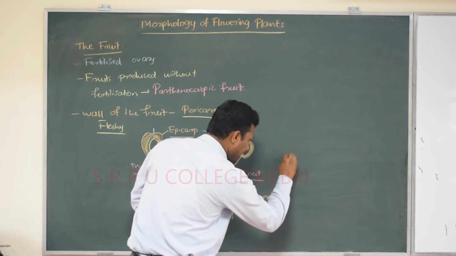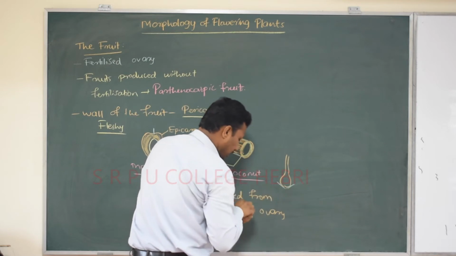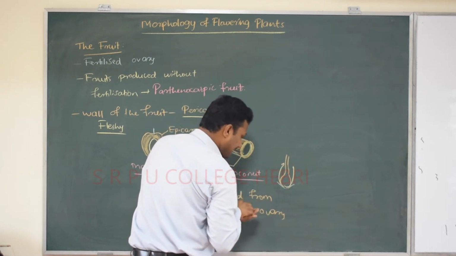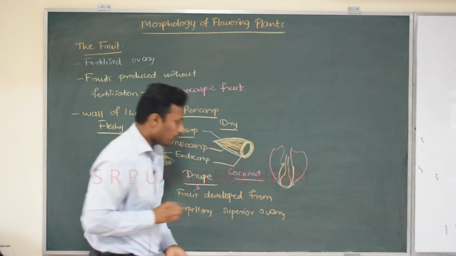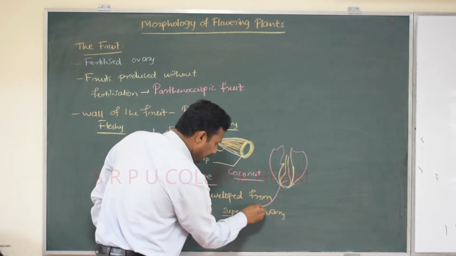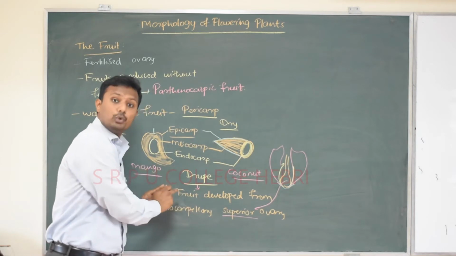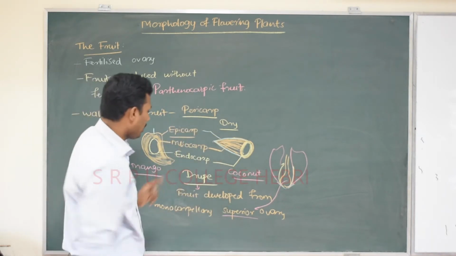See, this is the ovary, right? So all other parts like the calyx, the corolla, androecium, gynoecium, all of them are arising from the basal portion of the ovary. See, this is what is called a superior ovary, right? So such fruit which is developed from a single superior ovary is called a drupe.